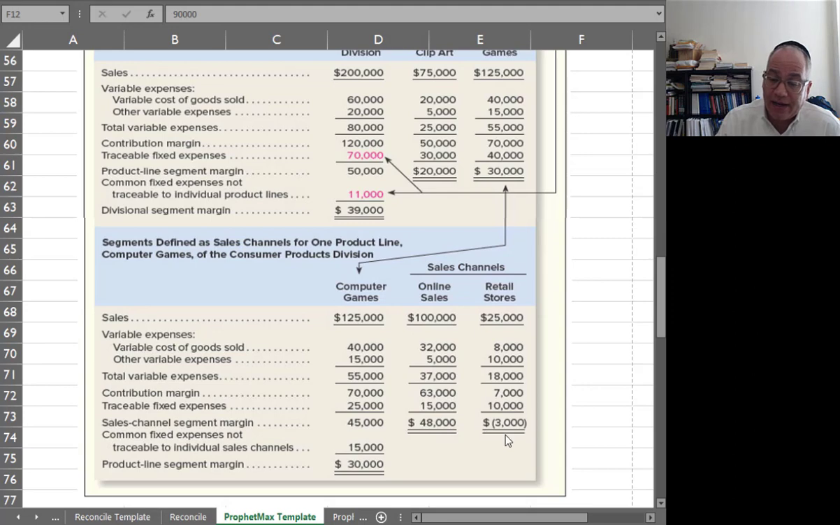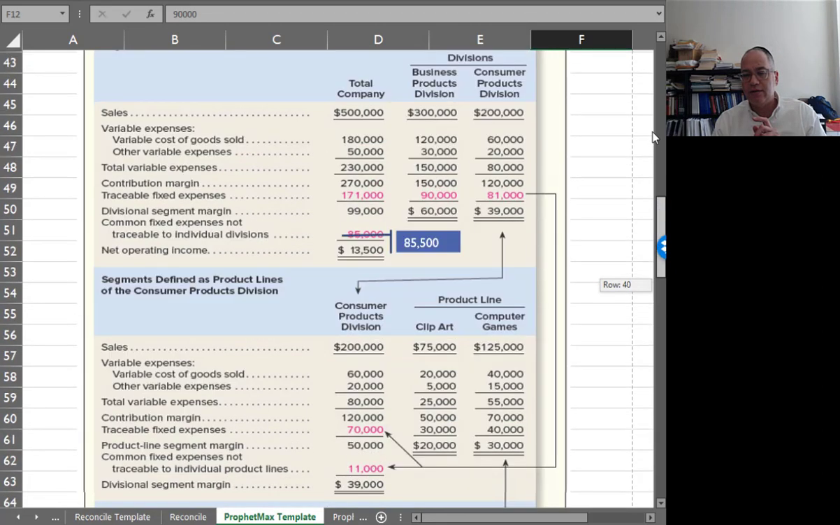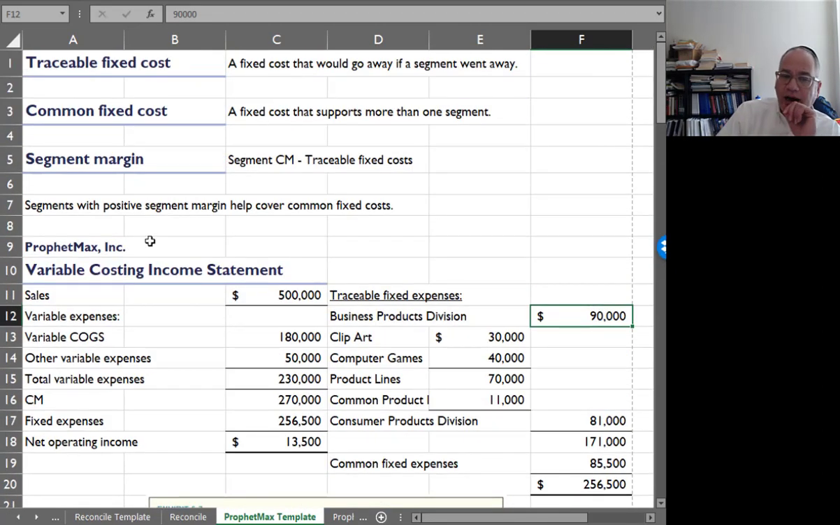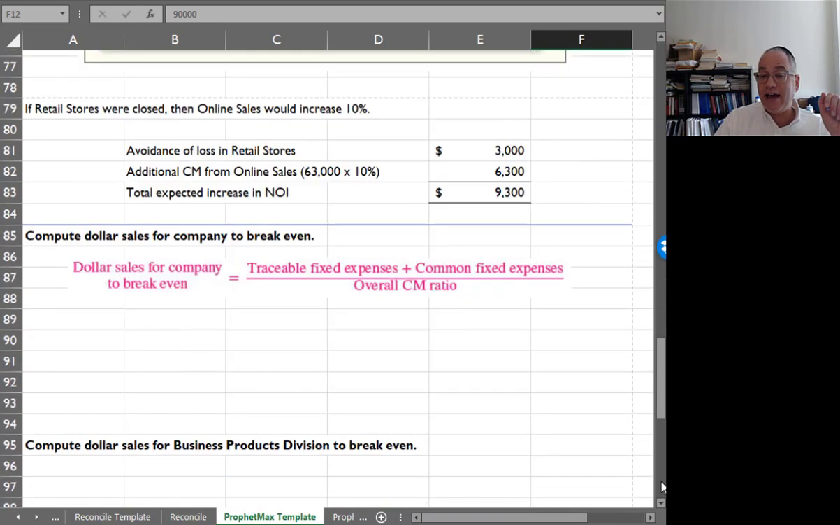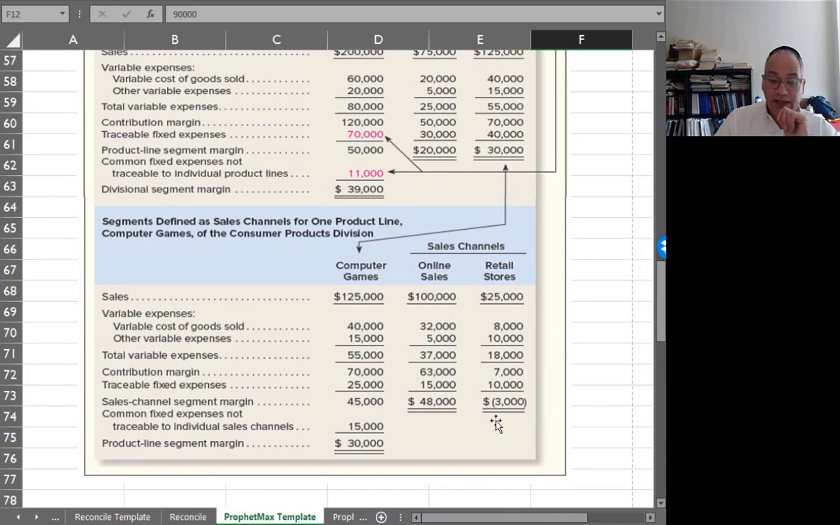So we arrive at an interesting thing here, and that is that my sales channel segment margin for retail stores is negative. And if you remember, the first thing I told you way back when, I said segments with positive segment margin help cover common fixed costs. What that means is that segments that don't have positive segment margin don't help to cover common fixed costs. And that is the case here with retail stores. So this is going to create an interesting opportunity for us because retail stores has a negative segment margin. Let's come back to that in a few minutes.